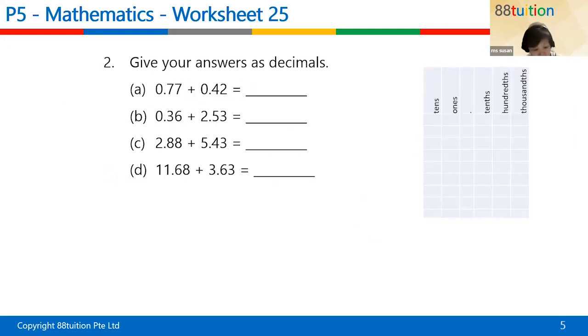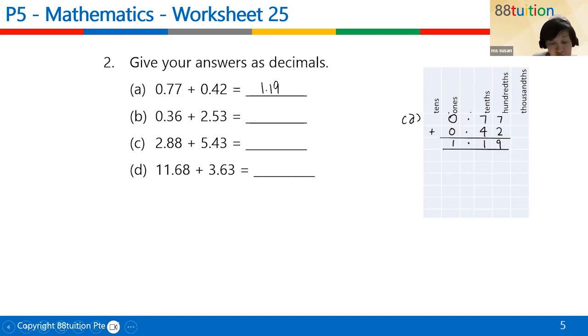Now, when you have this summation of decimals, let's take a look at how you can do this. For part A, you have 0.77 and you have 0.42 and you got to add them up. So you just have to add as usual. 7 plus 2 is 9. 7 plus 4 is 11. So you have 1.19 for this. This one, they don't even have a holding place. So good.